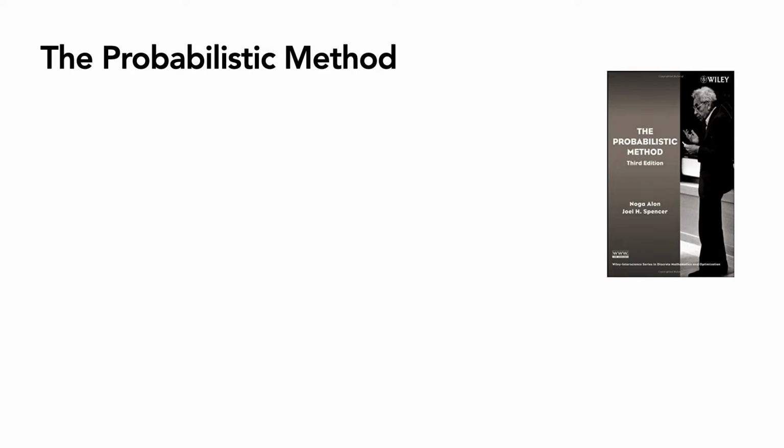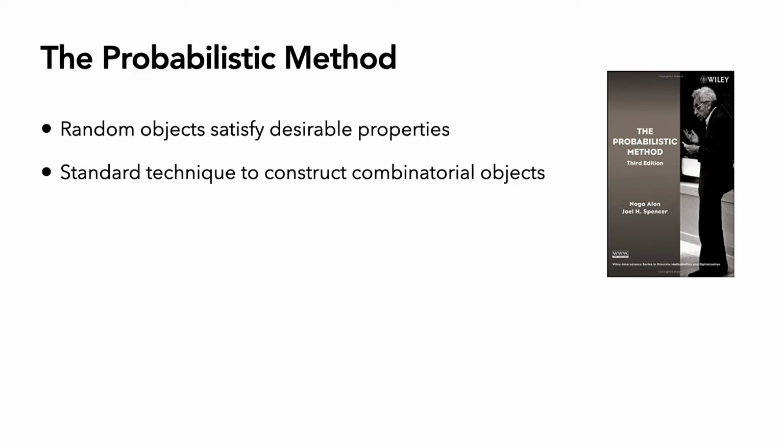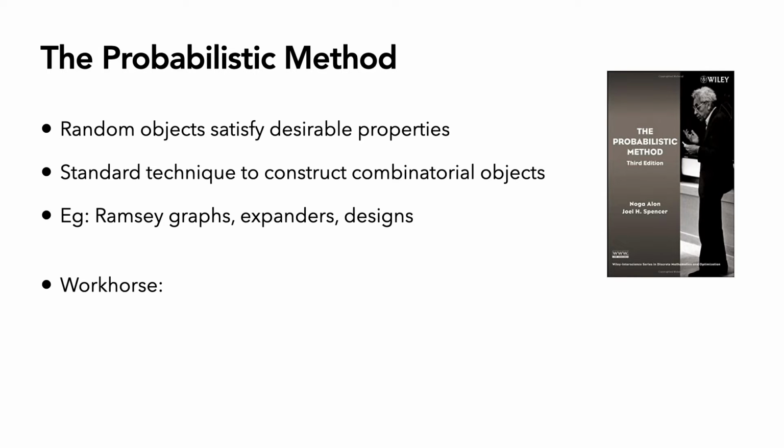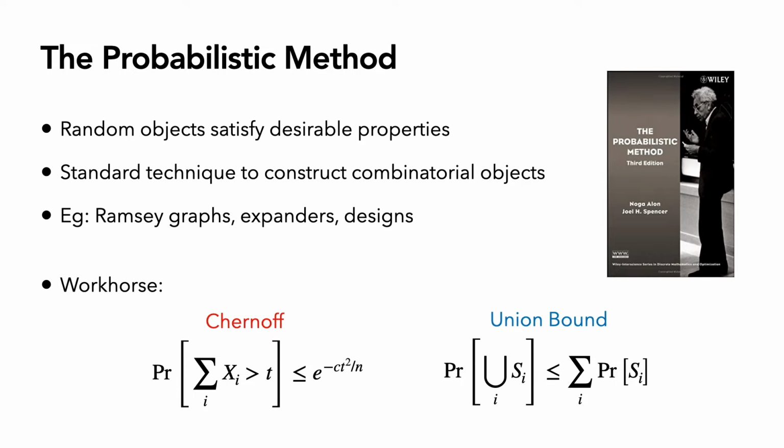The probabilistic method is a ubiquitous technique in combinatorics and computer science. It's based on the idea that random objects satisfy surprisingly good properties. It is used to construct a variety of objects such as Ramsey graphs and expanders. The two main workhorses in this technique are the Chernoff bound, which controls the tails of sums of independent random variables, and the union bound, which bounds the probability of the union of events.